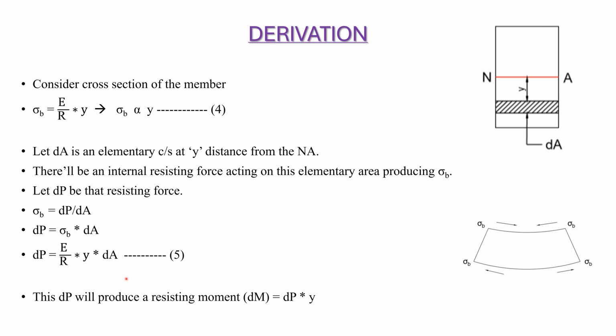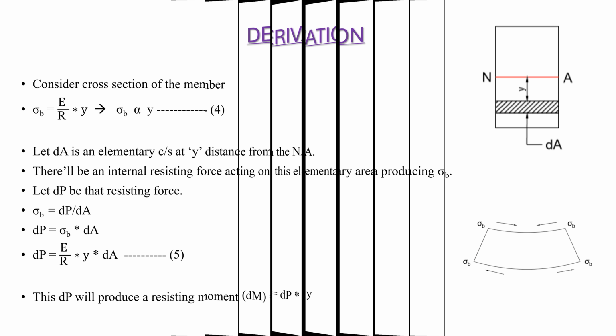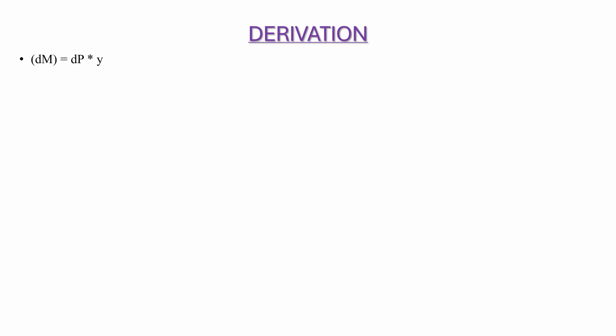This dP will produce a resisting moment, called dM, which is equal to dP into y. We know that this resisting force dP, which is going to act here, will produce a moment about this neutral axis, which is at a distance y from the neutral axis. Therefore, that elementary moment dM, I'll consider as dP into y. This we got from our previous slide, that is, elementary moment is equal to elementary resisting force into the perpendicular distance of any elementary area from the neutral axis.